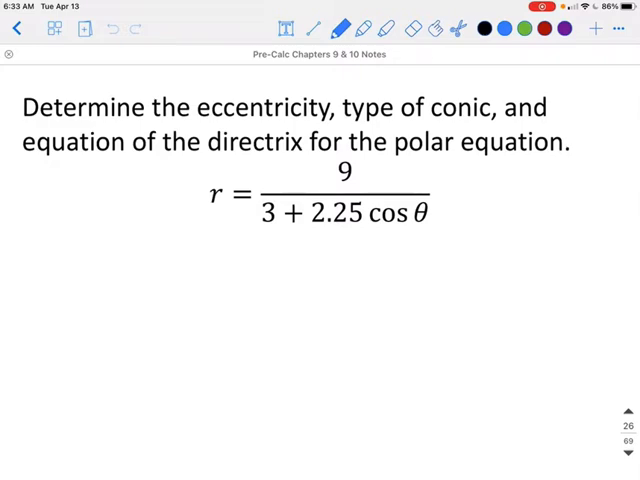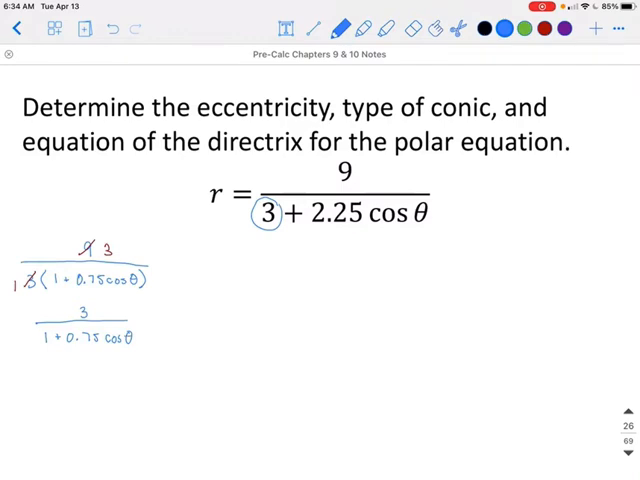Now, it's always going to be 1 plus or minus some value. So the first thing we need to do is factor out this 3 from the denominator. 3 divided by 3 gives me 1. 2.25 divided by 3 is 0.75. Now we need to simplify this. 3 goes into itself once, 3 goes into 9 3 times. So in standard form, we have 3 over 1 plus 0.75 cosine of theta.